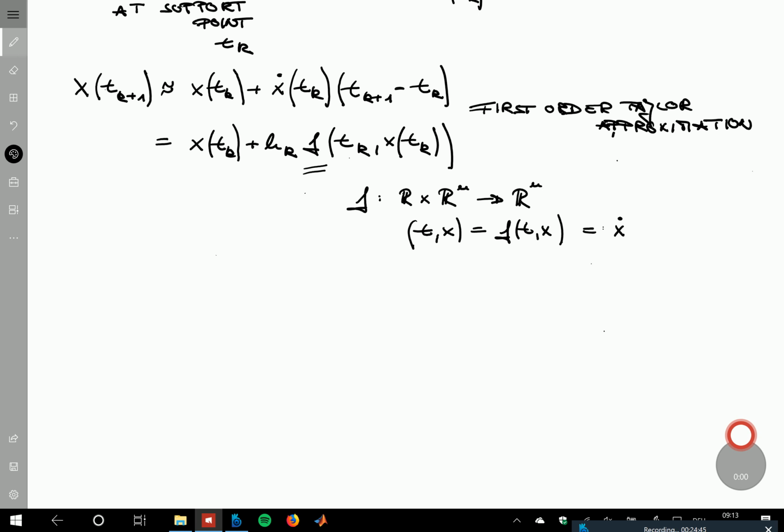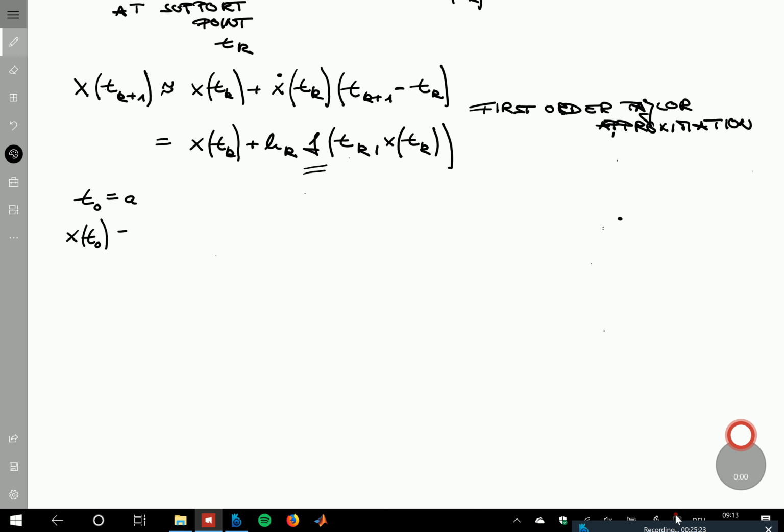Yeah, so far so good. So this is now almost already an algorithm, except for two things. First of all, the question is how to start this. And to start this is relatively straightforward because we know our value t0, which we now call a, and we also know the value of x at t0 because that's our x0.